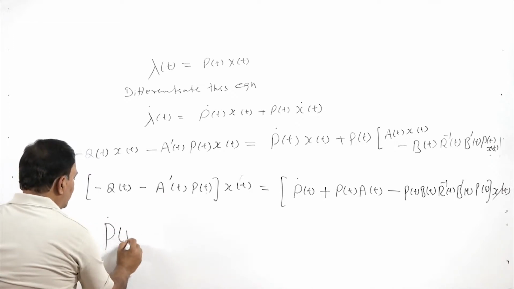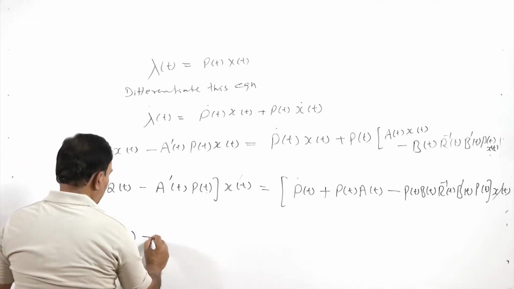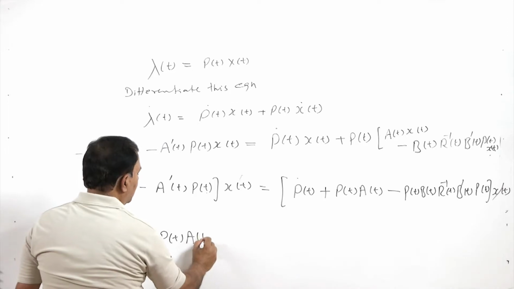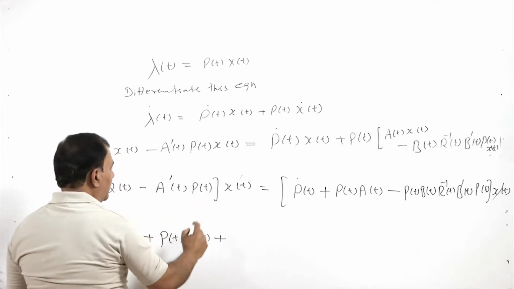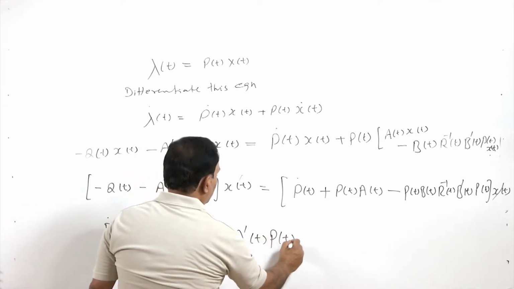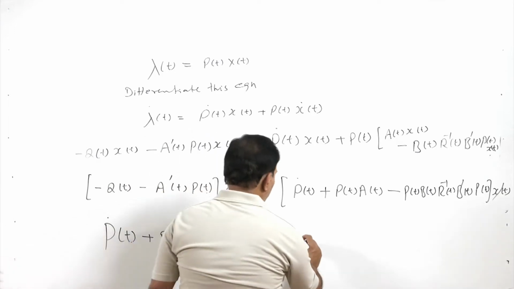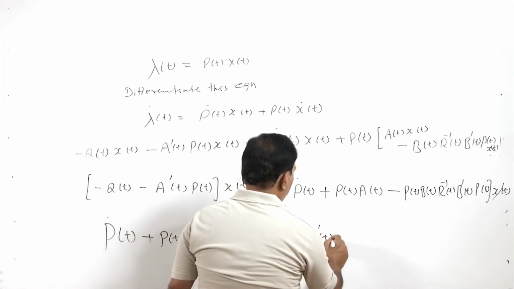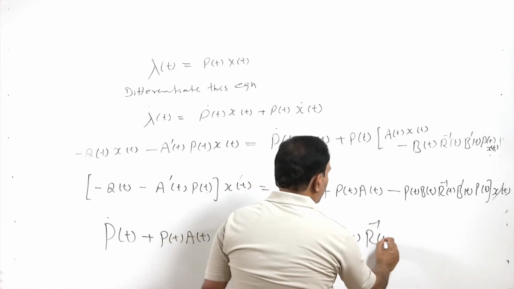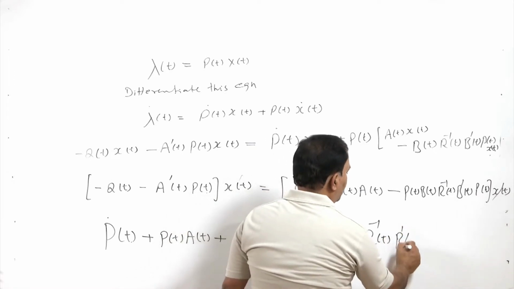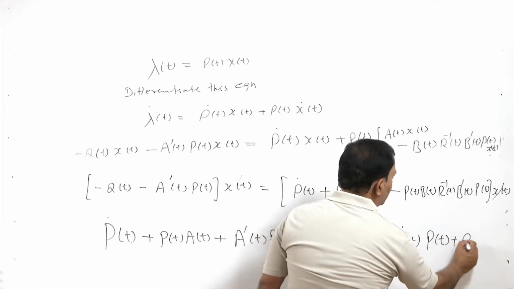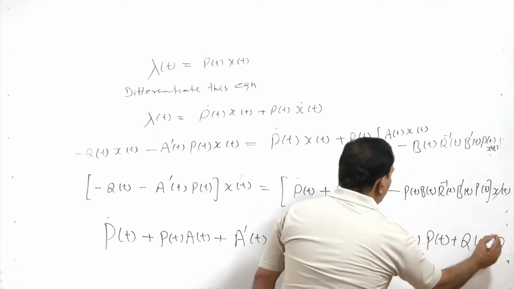On one side we have P dot t plus P(t) A(t), the second term I am writing here A transpose(t) P(t), minus P(t) B R inverse B transpose(t) P(t) plus Q(t) equal to 0.